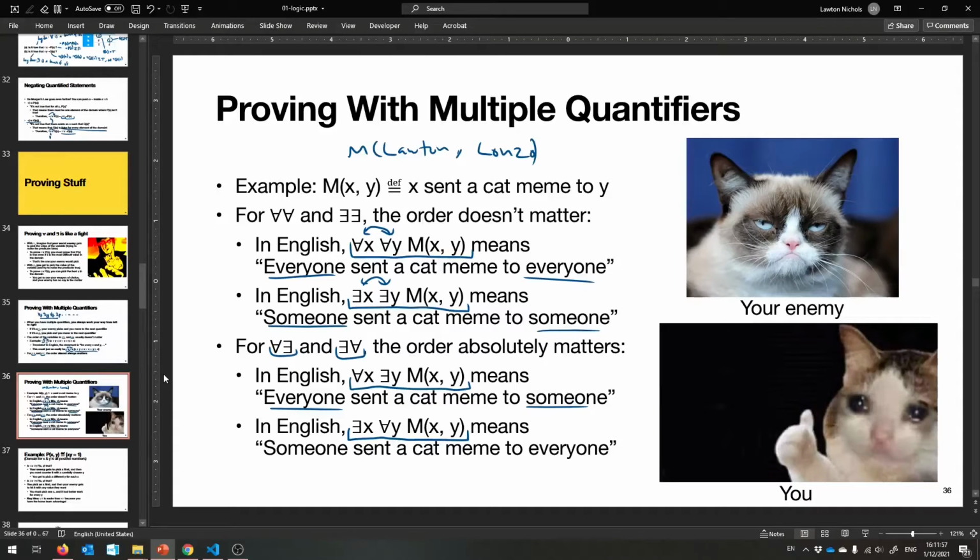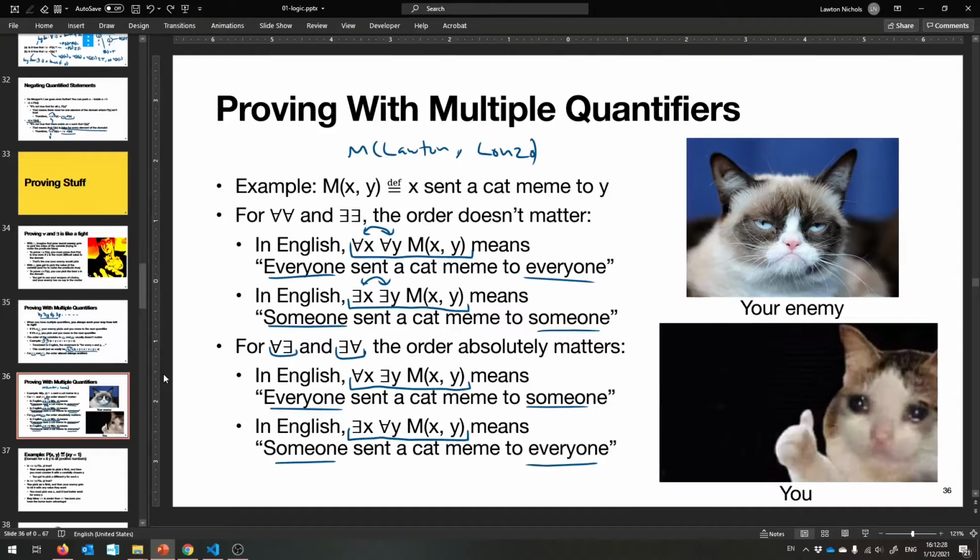Let's try the other option and see why it's different. This is a bit opposite. It's saying that someone sent a cat meme to everyone. Okay, and I hope you see why. So first, you get to pick the someone. You get to pick one person who is sending, the sender, so that X remains the same for the rest of this statement, because you have to now go and prove for all Y, M of XY. You have decided your X. Now it's your enemy's turn to pick the Y, and you have to try all of them.